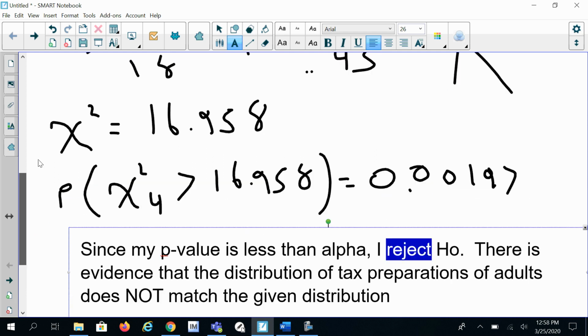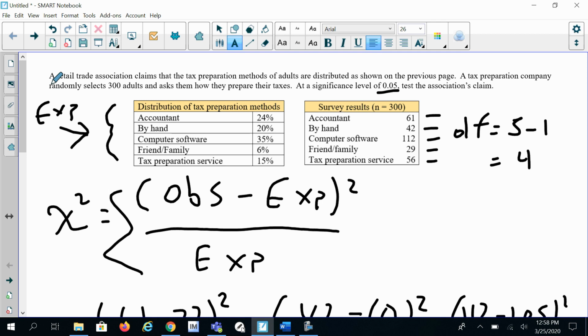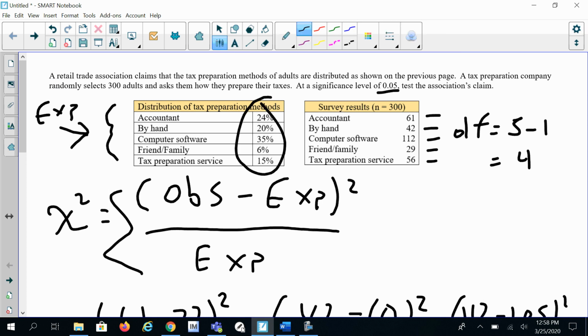So what that is saying is that we have evidence that at least one of these does not match. Now, I don't know if accountant's not the 24%, if the by hand's not the 20%. The test doesn't tell you that. All the test is saying is that at least one of these methods, accountant, by hand, computer software, is not matching the given percents on the left. It's not matching the 24, the 20, the 35. You don't know where, but somewhere it's off. Somewhere this distribution that we have right here is not matching what we actually see. We have evidence that whatever they said here on this part is wrong.